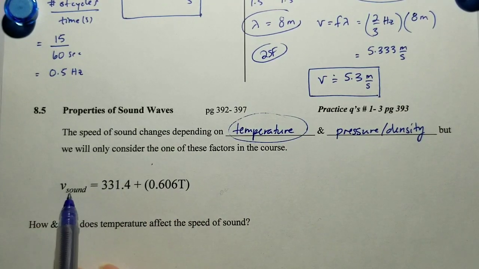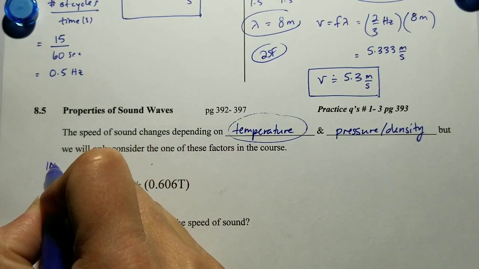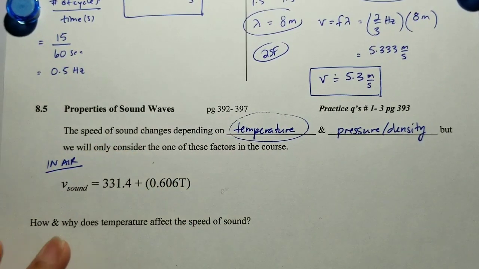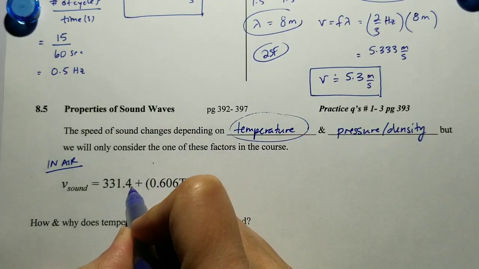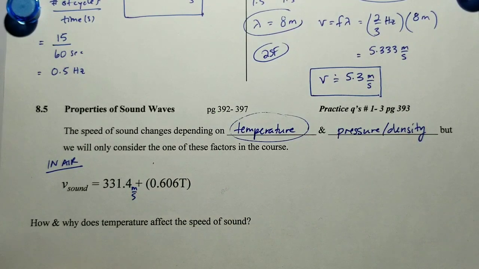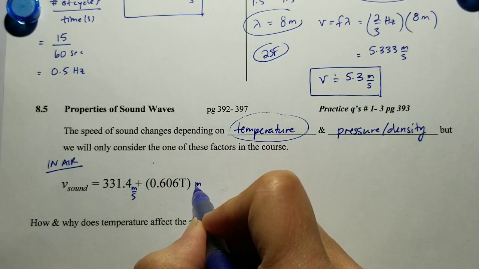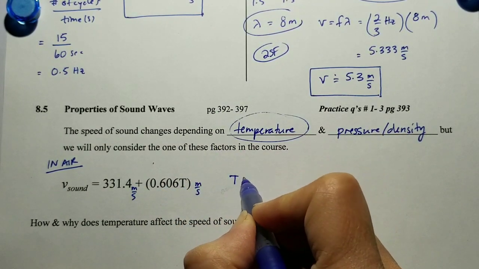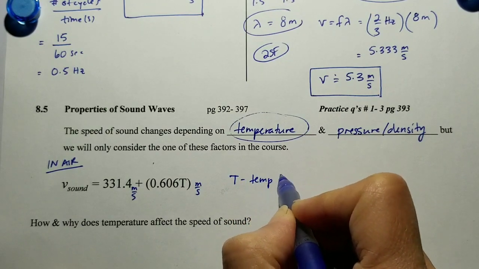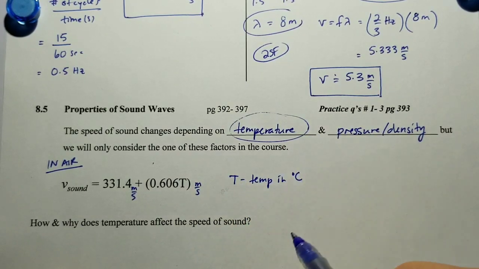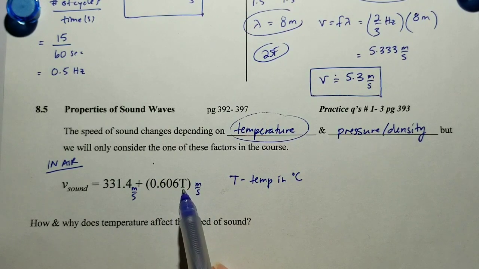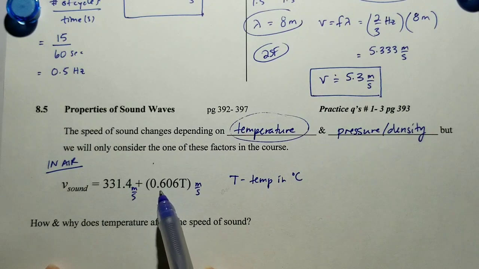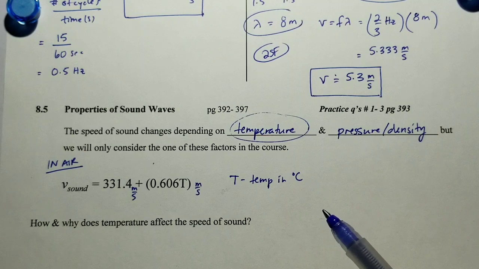So this is for the speed of sound in air. This 331.4 is in meters per second, and this is also meters per second. This T is the temperature in degrees Celsius. What this is saying is that for every degree Celsius increase, the speed of sound will increase by 0.606.